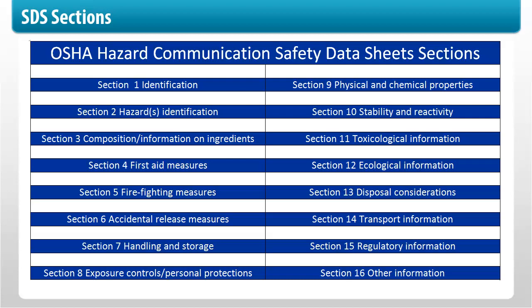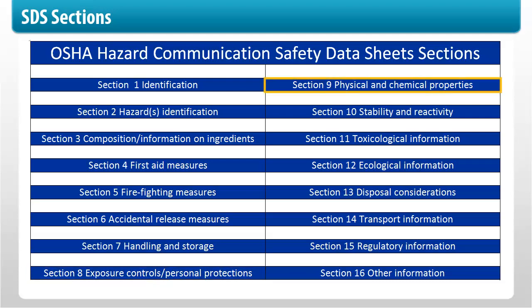GHS establishes a standardized 16-section safety data sheet format with a prescribed sequence of information and consistent section headings. Section 1 is identification. Section 2, hazard identification. Section 3, composition or information on ingredients. Section 4, first aid measures. Section 5, firefighting measures. Section 6, accidental release. Section 7, handling or storage procedures. Section 8, exposure controls or personal protection.